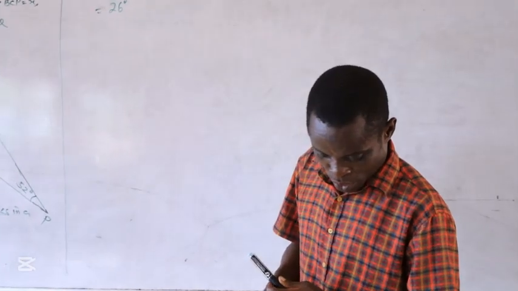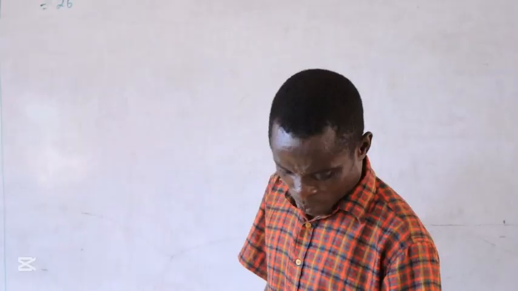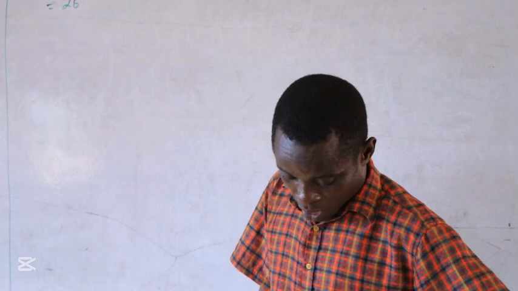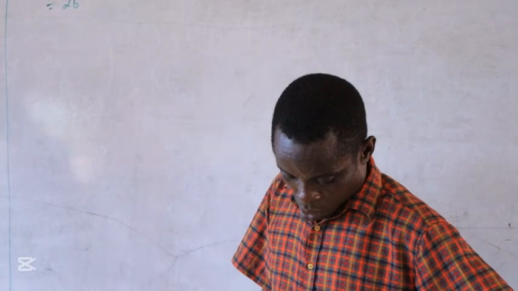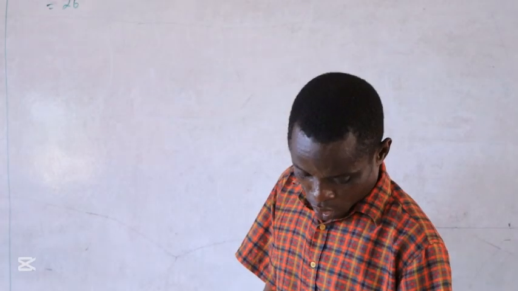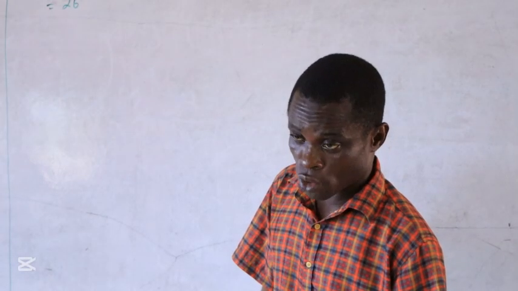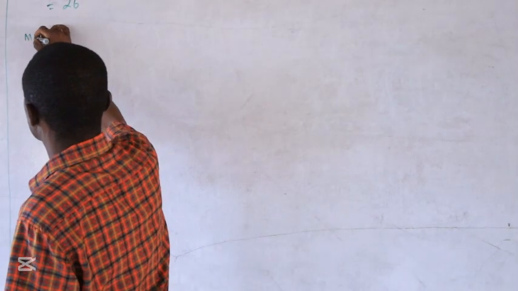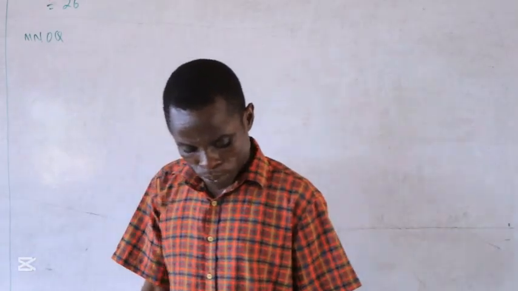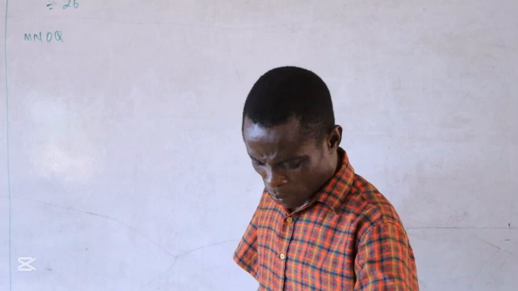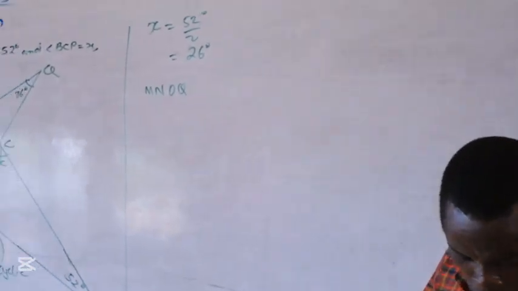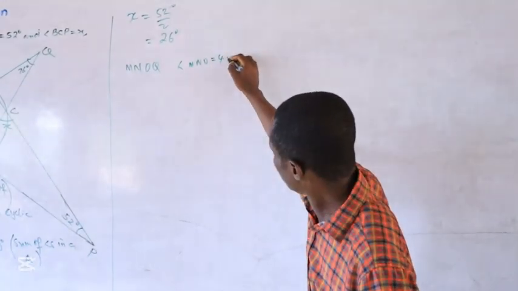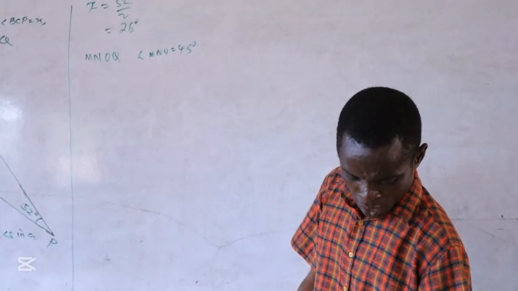Are you ready? That's question 9b. Number 1. Using ruler and a pair of compasses only, construct a rhombus MNOQ of length 10 centimeter, and angle MNO equals 45 degree. Full stop.